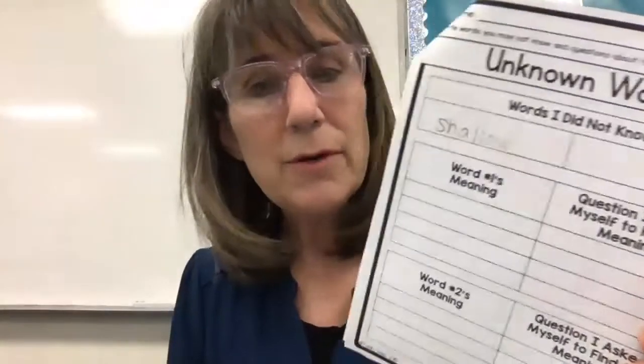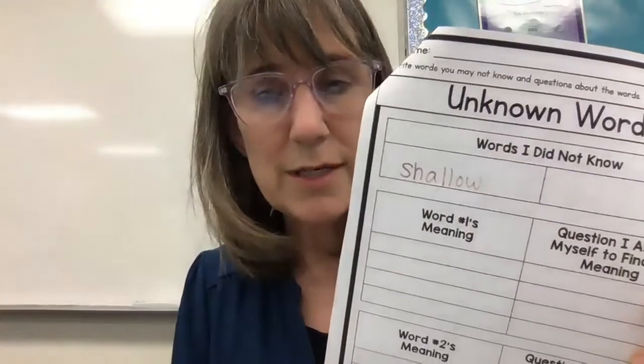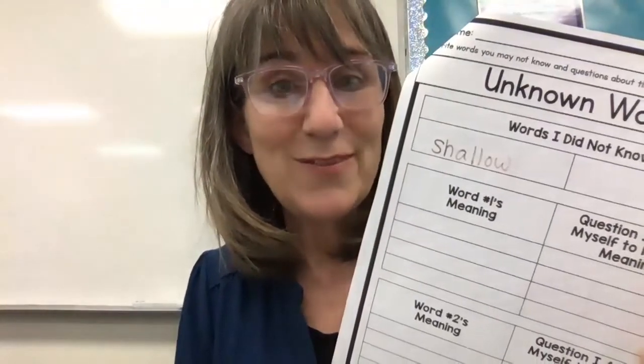S-H-A-L-L-O-W. And I'm going to read that part where it talks about shallow one more time. And I bet you can figure out by the words around it what shallow means. A wetland only has shallow, slow-moving water. The water is never deep or fast-moving like the river or seas.